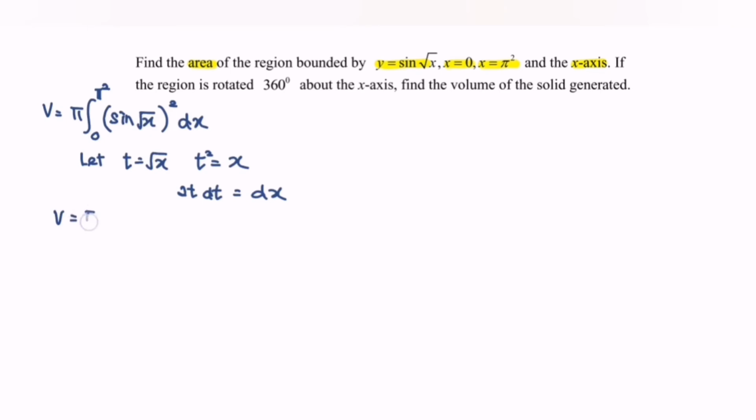So V equals pi integrate sine squared, where for the square root of x we can let it be t, and then dx will be substituted with 2t dt. So here we have it. Kindly rewrite: V equals 2 pi integrate t sine squared t with respect to t.